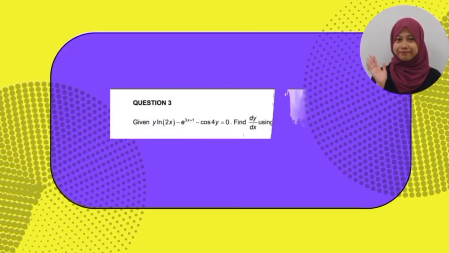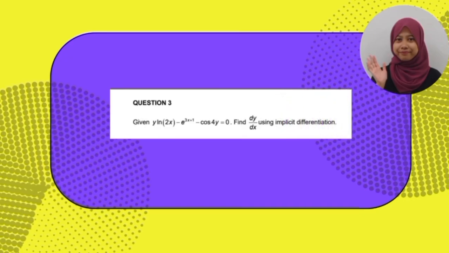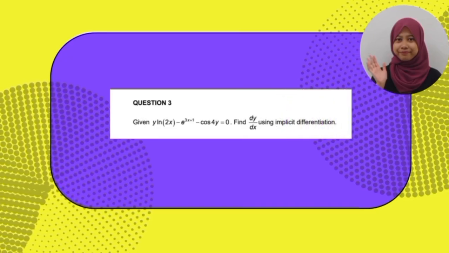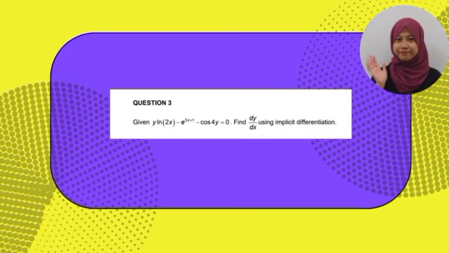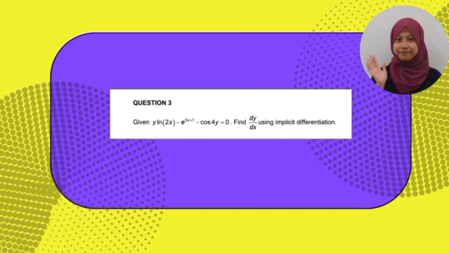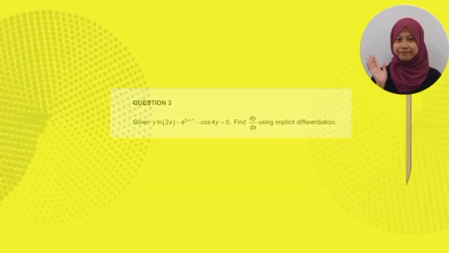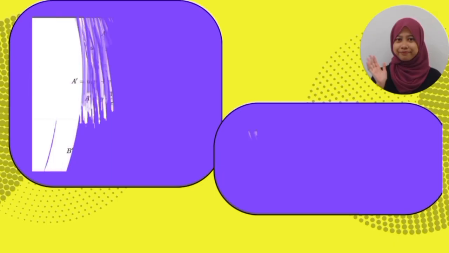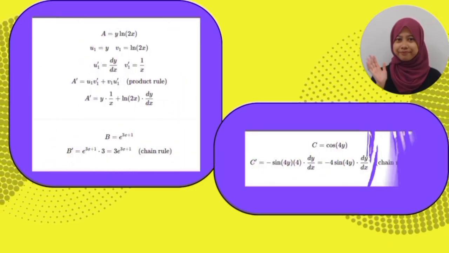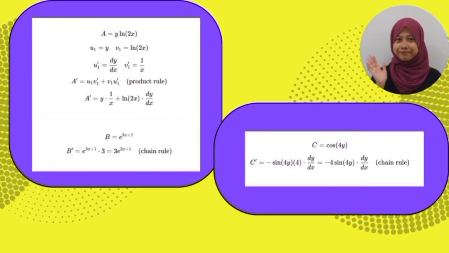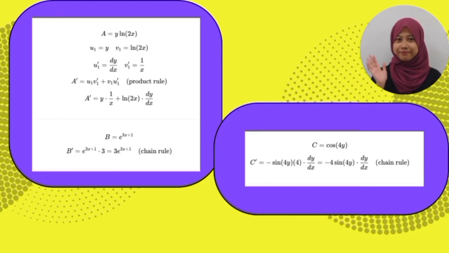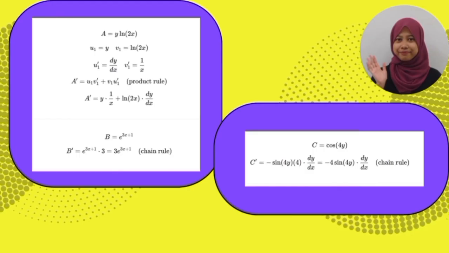Okay, now we move to question 3, which is y ln 2x minus e to the power of 3x plus y minus cosine 4x equals to 0. Let's continue to find a prime, b prime, and c prime. Let's look for a first. We have y ln 2x. Here we need to use the product rule because they have a function inside the log. That's why we need to use the product rule.